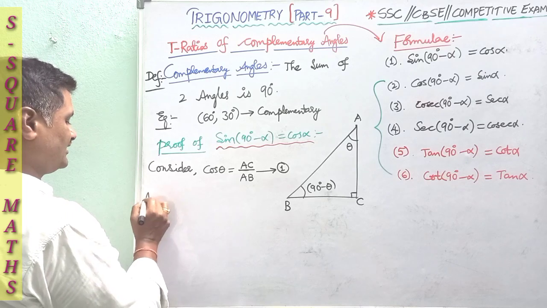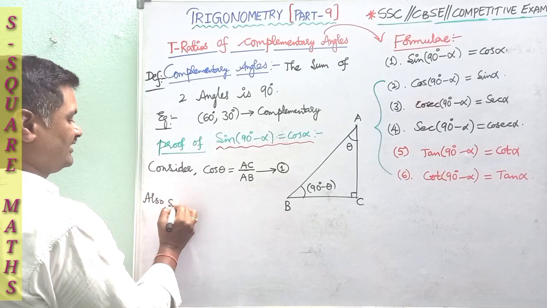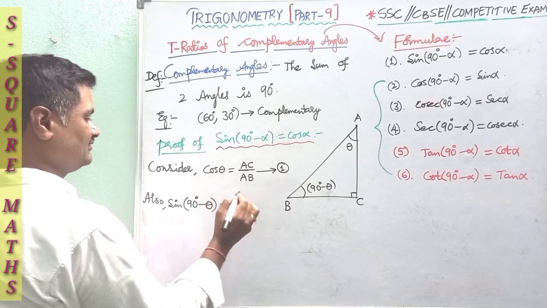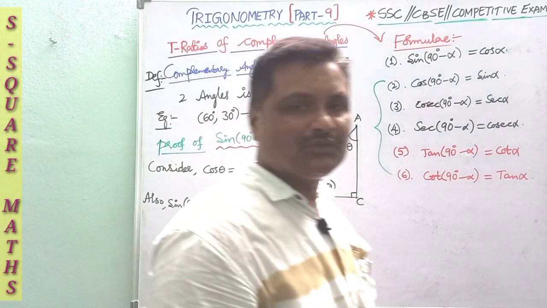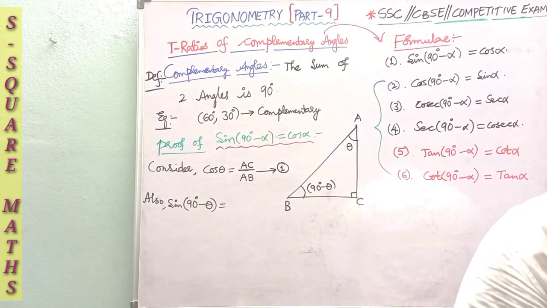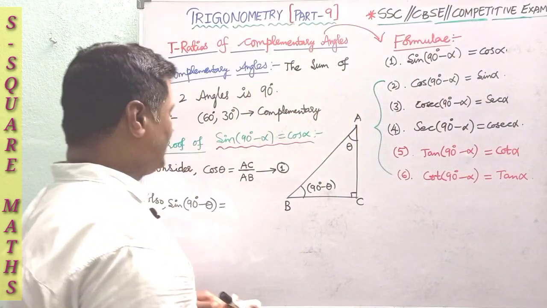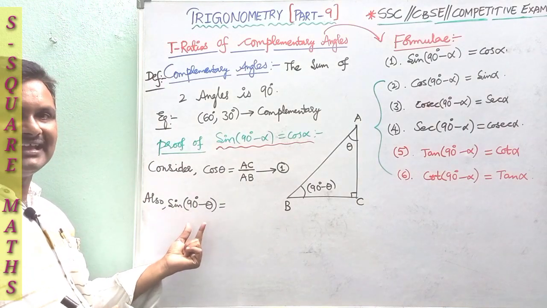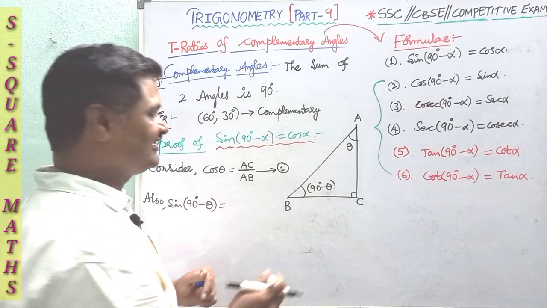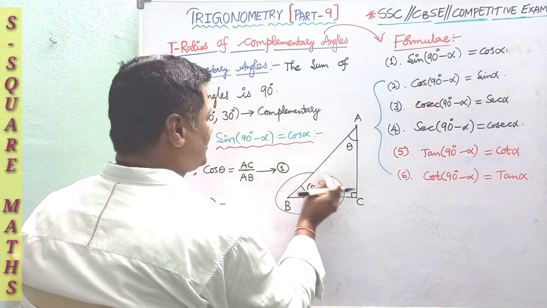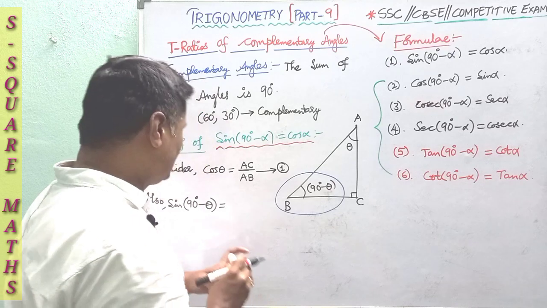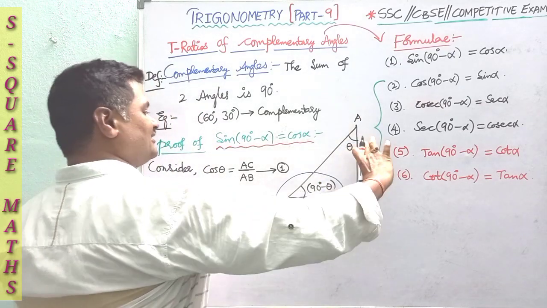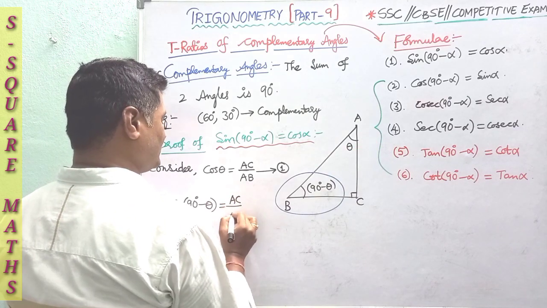Also consider now sine of 90 degrees minus theta. You have to remember very carefully that here I am going to define the sine of some angle with respect to 90 minus theta. So this is the angle I am going to define. Okay. So the side opposite to 90 minus theta is nothing but AC and the hypotenuse is AB.